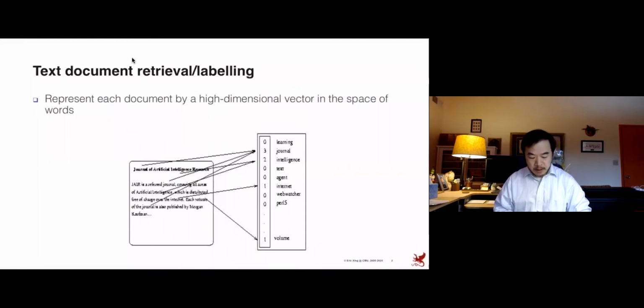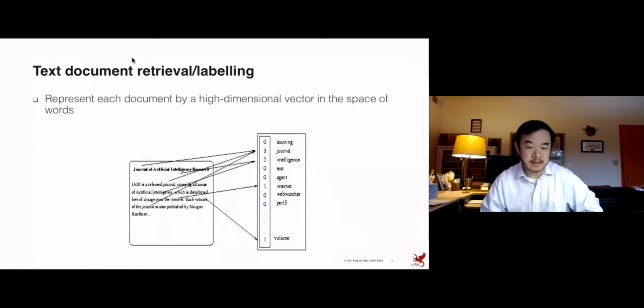Okay. So here is a task that motivates this problem many decades ago. Let's think about the problem of text document retrieval and labeling, right? So you are given, say, a text document like this. Each document, for example, are of different lengths, right? Some are having, say, 100 words. Some may have a couple of hundred words. So how to compare the different documents, say which ones are similar?